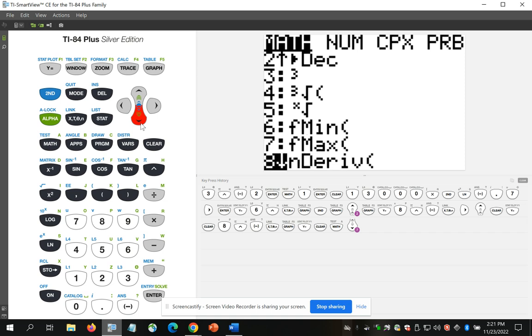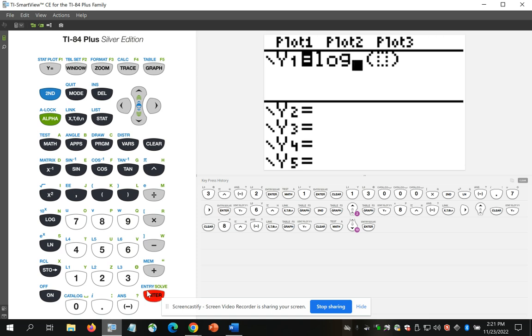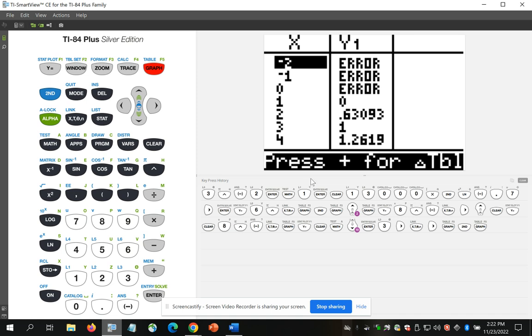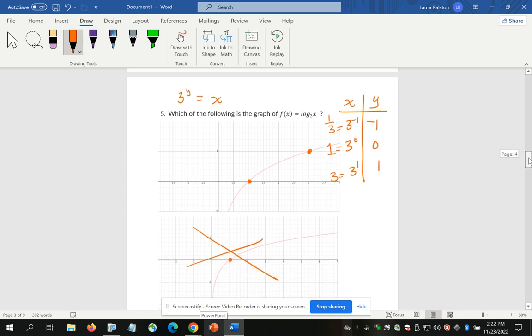I believe it is option A. It says log base. So I'm going to choose that option. I can enter my base of 3, 4 of x, arrow out of the parentheses, and then graph. And again, you get a picture. Or again, you can look at the ordered pairs on the table within your calculator. So guys, learn to use your resources. But again, we selected the first option here.